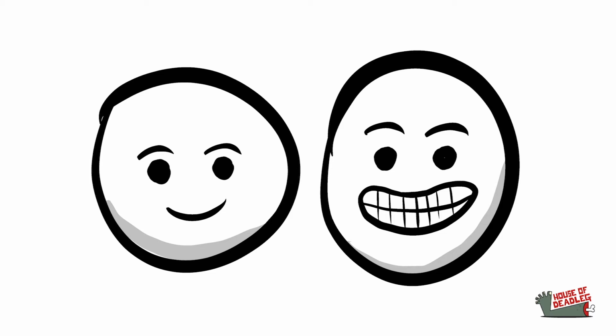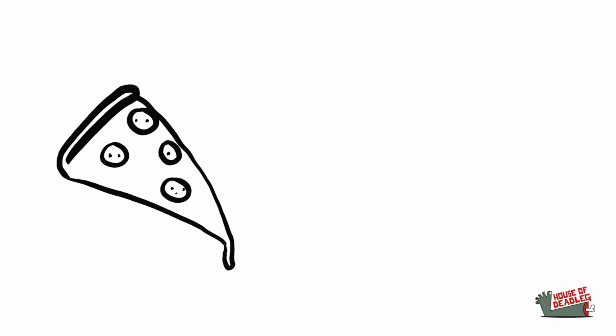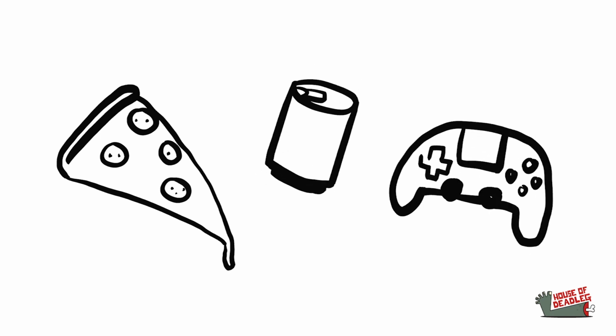So here I've just drawn a couple of little characters to use as examples, and as you can see they're both very smiley, they're both happy, they're both getting on well together. Well, what would happen if, say, one of these characters eats the other character's last bit of pizza they were saving in the fridge, or they drink their drink, or they go in their game when they're not supposed to and they save over it or something like that.